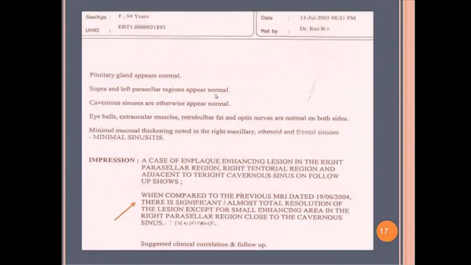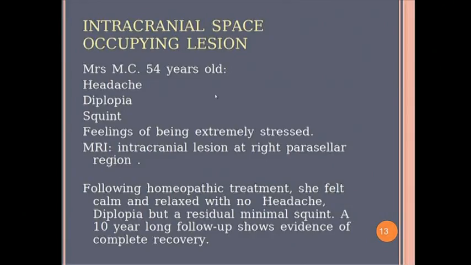And the impression says a case of en-plaque enhancing lesion in the right paracellular region, right tentorial region, and adjacent to the right cavernous sinus on follow-up shows, when compared to the previous MRI, dated 19/6/2004, there is significant, almost total resolution of the lesion, except for a small enhancing area in the right paracellular region close to the cavernous sinus. There is a significant amount of reduction in the swelling that was shown in the MRI, and symptoms also simultaneously showed total improvement.